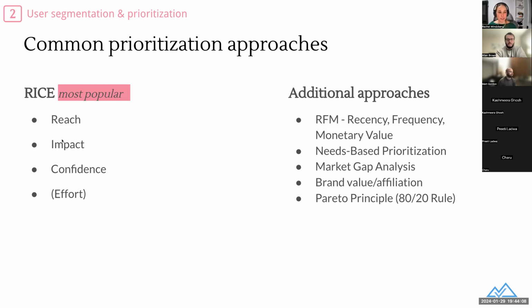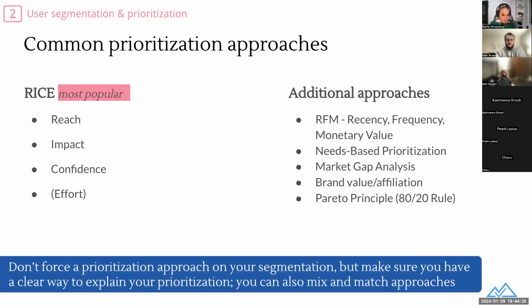So these are a few prioritization approaches. You can convince me that there are other ones similar to segmentation. You can mix and match. Just make sure that in every step of the way, for each level, you apply the same approach, okay? I will also say you don't need to force a prioritization approach for segmentation, but make sure you have a clear way to explain why you're doing something.